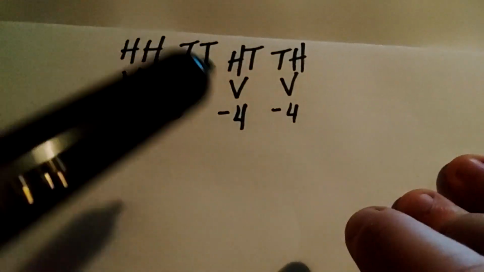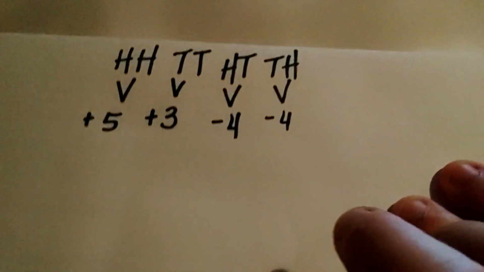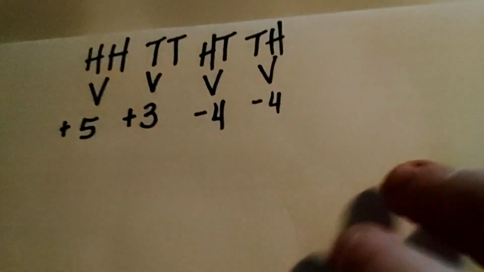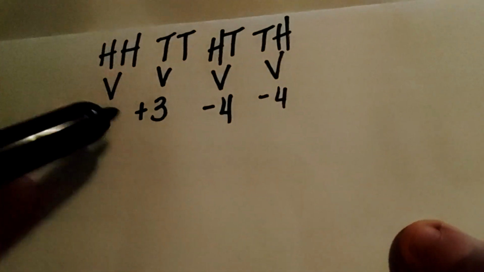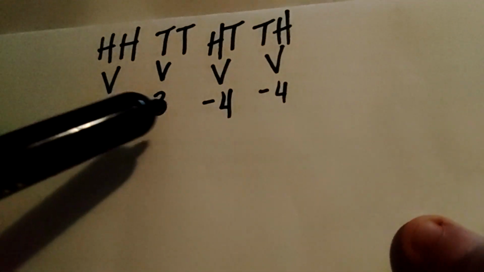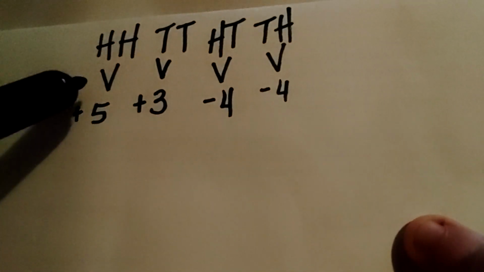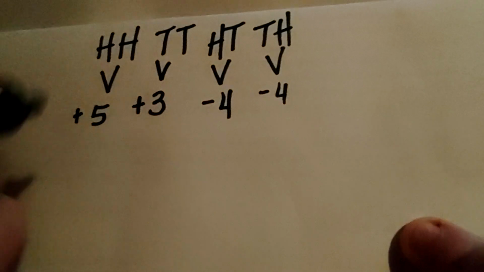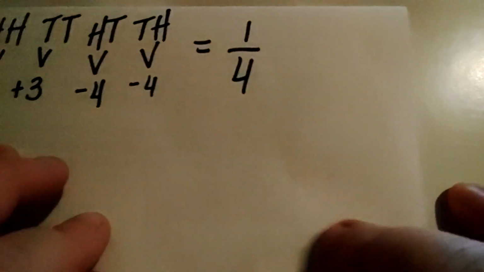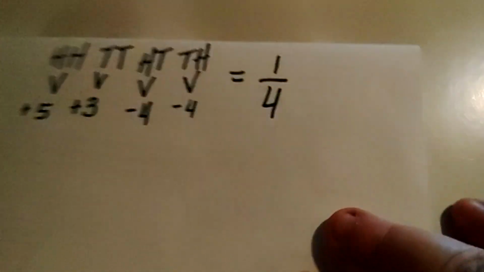If both coins don't match, so one's on heads, one's on tails, you have to take away $4. If you want to help you, you could write add signs there. Tails and heads, you're going to lose $4. So I think this is a really good visual for this question. So each outcome has what? 1 out of 4 probability, right? Because 1 and there's 4 total. 1 over 4. 1/4 is our probability.